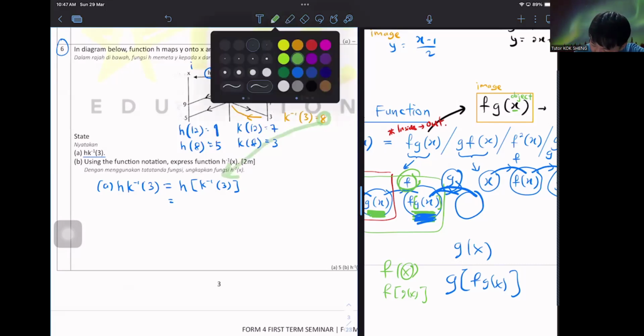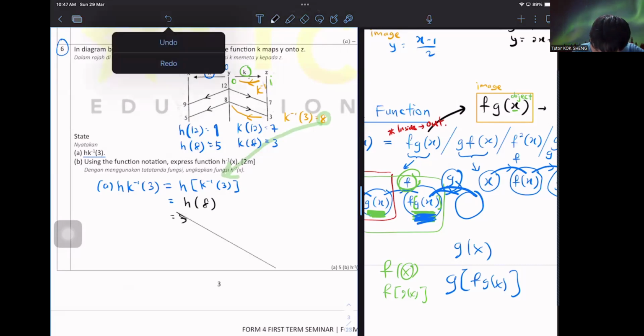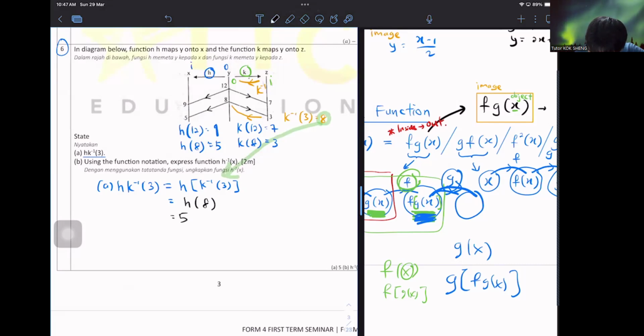So the working becomes h of 8. The last one, h of 8 equals 5. So you should be able to understand how to see the graph idea. And the working can skip everything. Like in exam, if you have this kind of question, you can write the answer straight away without any working. The working I just write for you to see only.